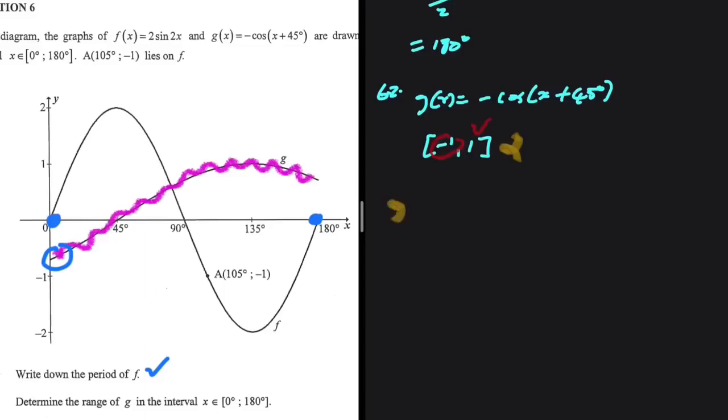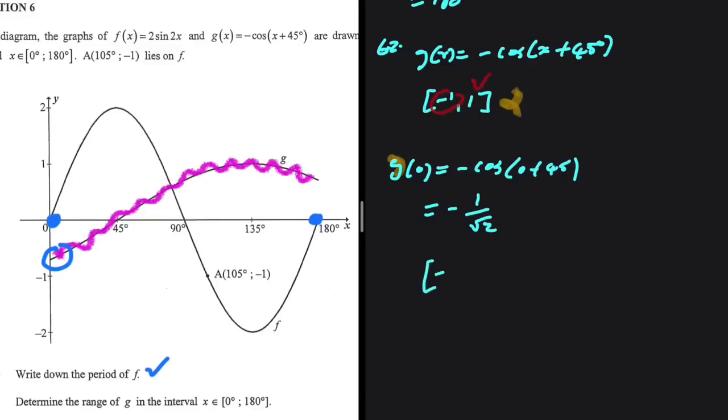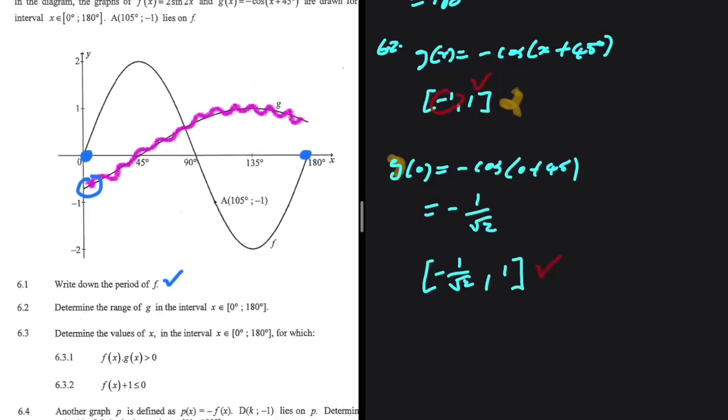So we're going to have g of 0 being equal to minus cos of 0 plus 45. So what is cos of 45? That is 1 divided by square root of 2. So the range of g of x is actually minus 1 divided by square root of 2 up to positive 1. So this is the actual range of g of x and not minus 1 to positive 1.